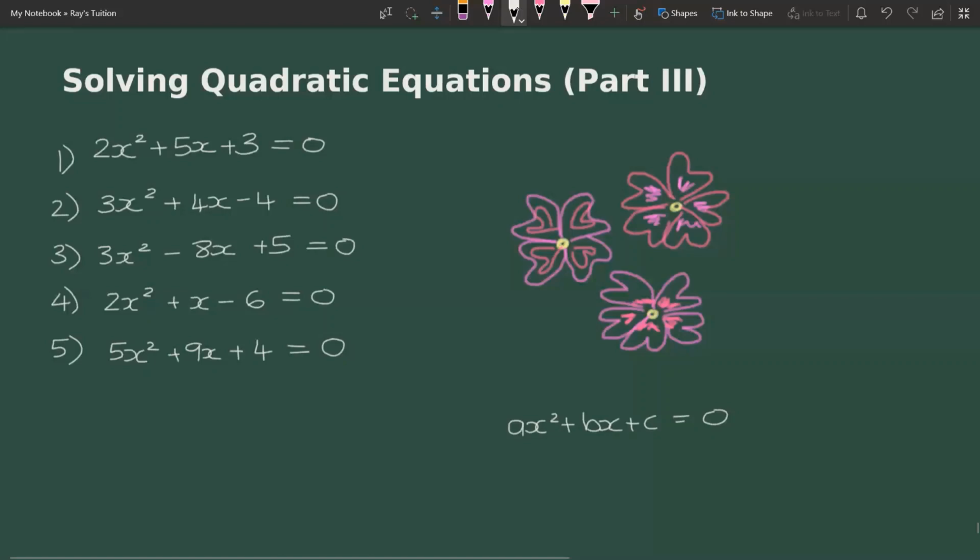To solve it, we use the property of 0, that if there's a product and it's equal to 0, then either one factor A is equal to 0 or B is equal to 0. And this is a property that is only true for 0. So let us have a look at the first one.